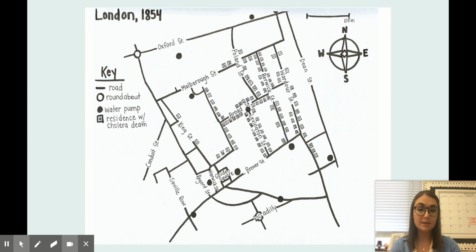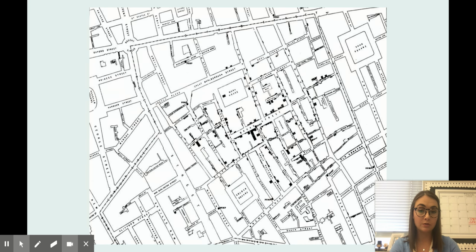And so this is the map that I made that will actually be on Google Classroom for you to use, because I thought it was easier to look at the numbers that way. But this is the map that he drew. So he got this map of London, and you can tell where he went to each house or residential area, and he tallied how many people died right there.